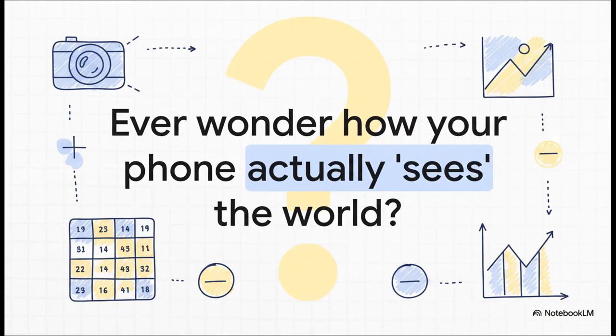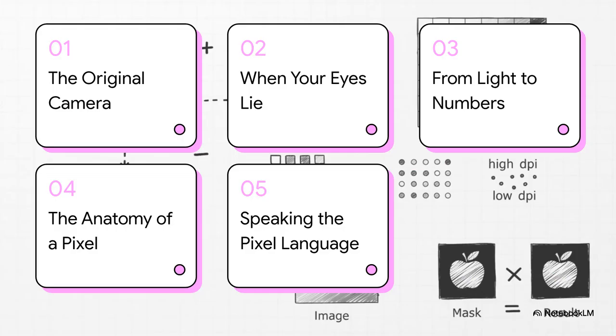So, have you ever really stopped to think about it? How does a machine, a piece of metal and glass, translate something like a sunset or a person's face into a bunch of data? That is the big question we're tackling in this explainer. So here's the game plan.